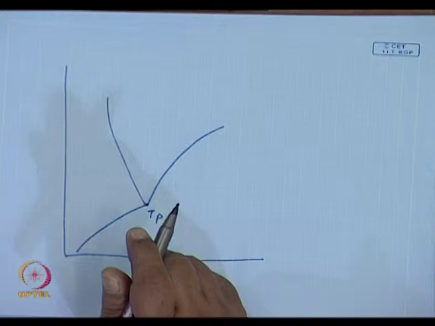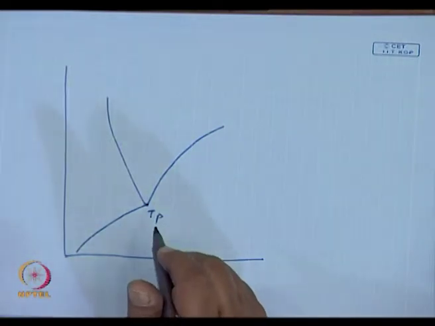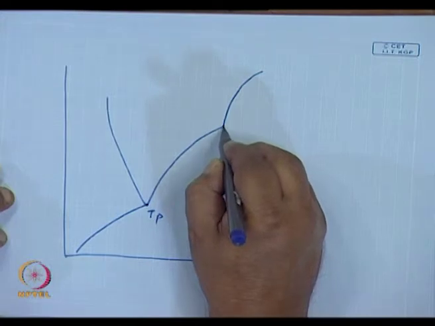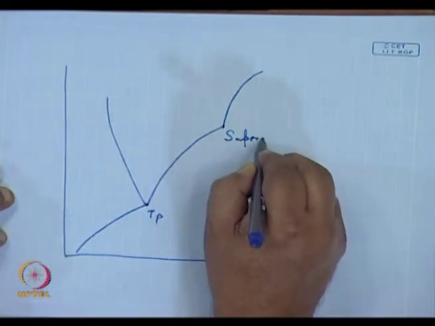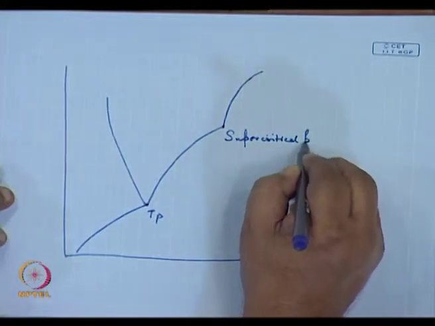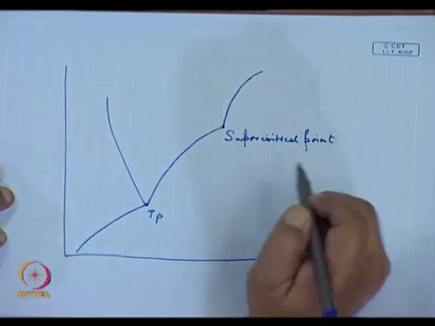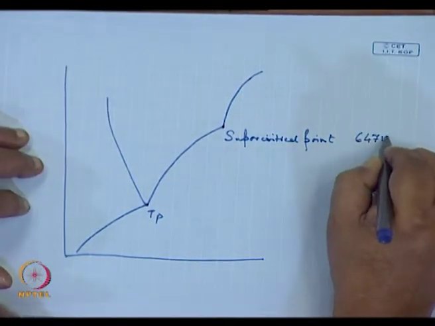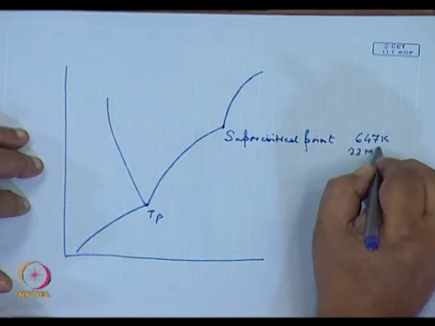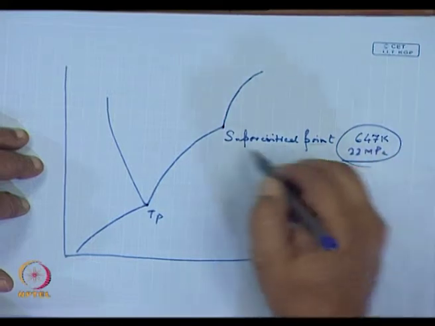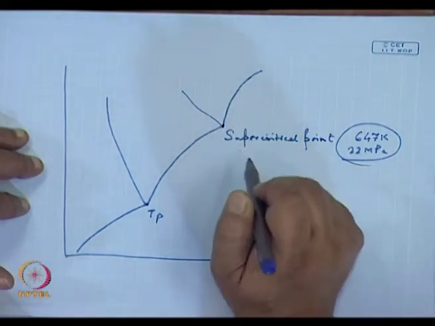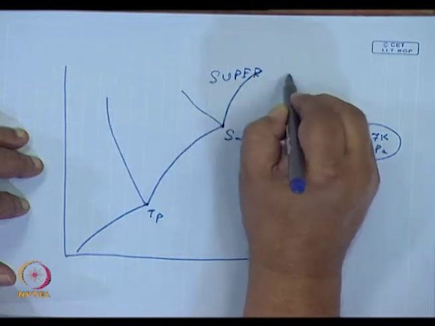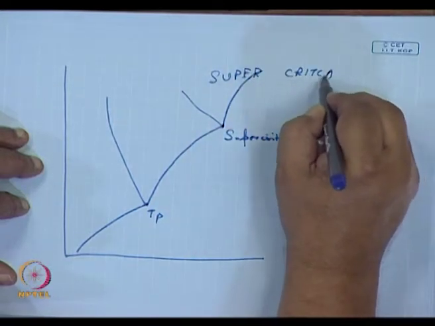However, what happened later was that it was realized that the water could be taken to a supercritical point. This is the supercritical point. This corresponds for water to 647 Kelvin and 22 megapascal pressure. In this particular zone, above this zone, it was all a supercritical liquid.